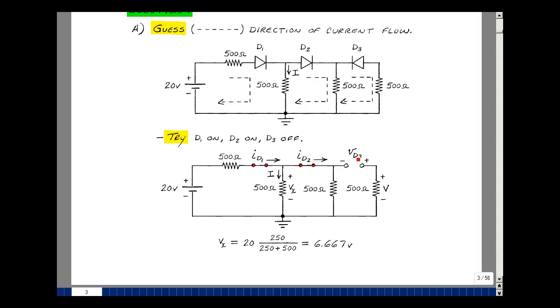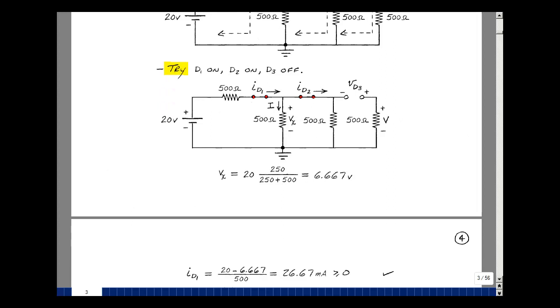I'm going to find the voltage V sub X here. So putting these two resistors in parallel, I get half the value, 250 ohms, and I form a voltage divider with 500 ohms and the 20 volts. 20 times 250 over 250 plus 500 is 6.667 volts. That's the voltage across here. Now I can use that to find my currents and voltages.